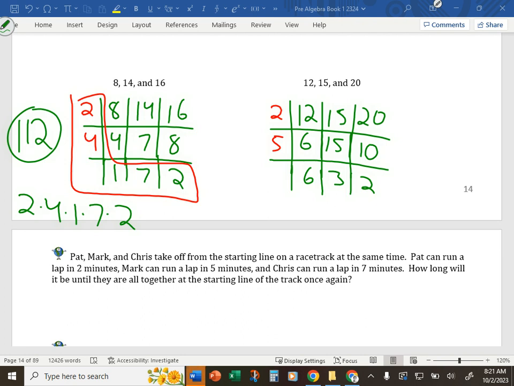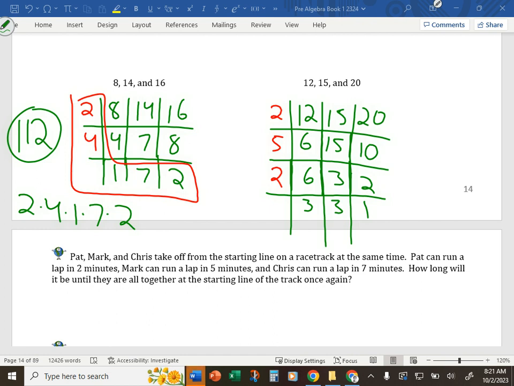6, 3, and 2. We can take out a 2, right? So let's do that. 6 divided by 2 is 3. 3 divided by 2 can't be done. That's okay. Let's drop it down. And 2 divided by 2 is 1. Now are we done? No.